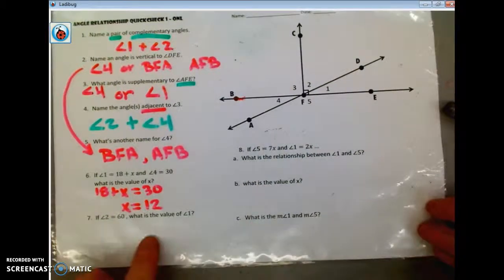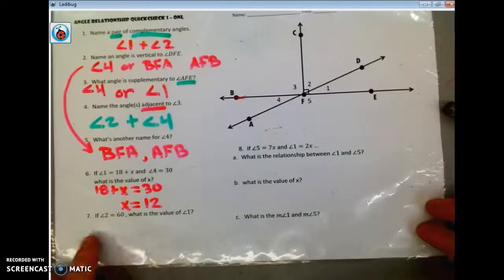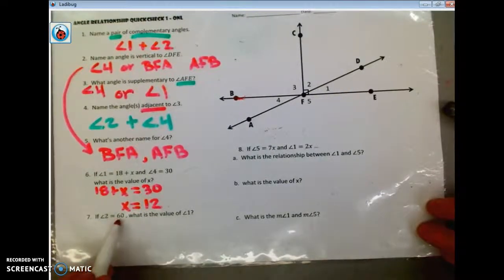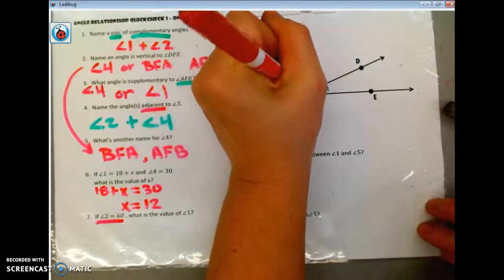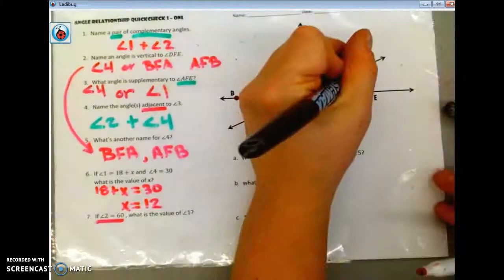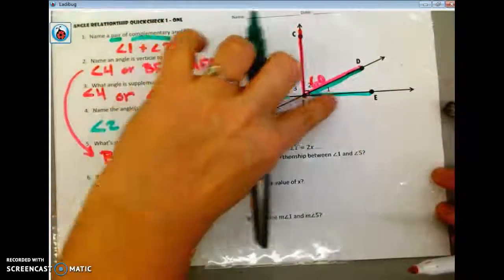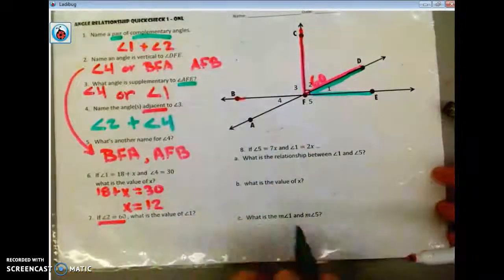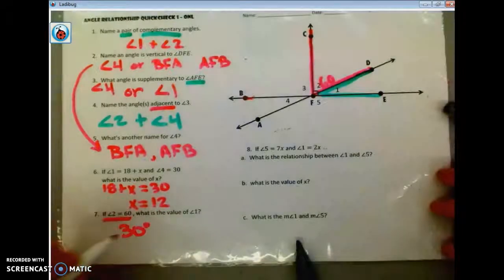So now again, starting fresh each problem. So you just use the diagram based on these if conditions. If angle 2 is 60 degrees, right here, this is 60 degrees. What is the value of angle 1? Again, if we highlight that, look at what they come together to make. They make CFE, which is a 90-degree angle. So that means angle 1 is 30 degrees.